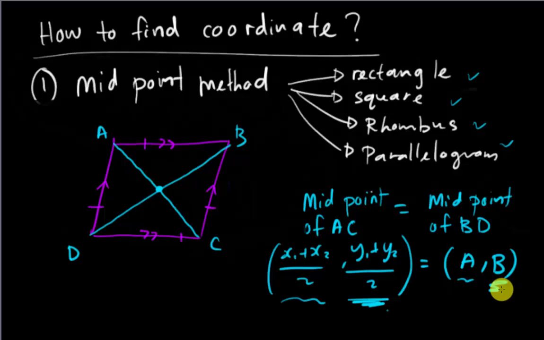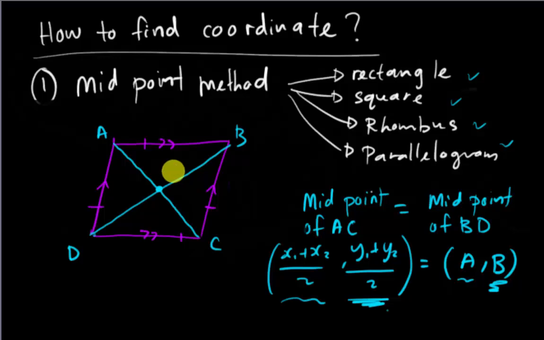So most of the time, if the question asks you to find the coordinate, you must always think, can I use the midpoint method? Of course, the question must give you information like they have the same midpoint, or they give you two points and then ask you to find the third point. I will explain this one more later.